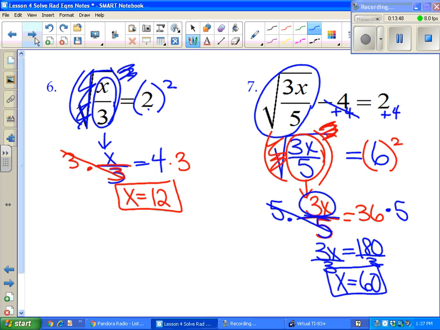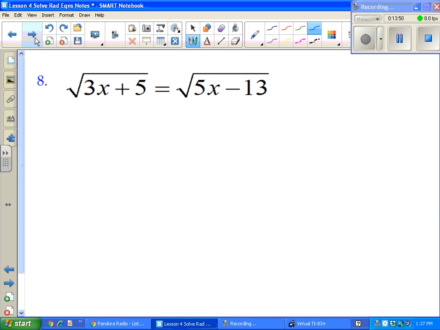Okay, I think just a couple more to go. All right, number 8. Again, trying to progress as we go, looking at different problems. I have, first step, get the radical by itself. Well, technically, I do have 2 radicals. I have this radical by itself, and on the other side, I have that radical by itself. So I actually have done step 1. So let's go ahead and proceed to step 2.